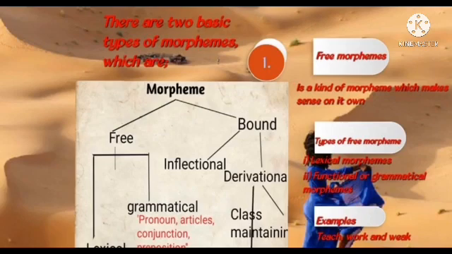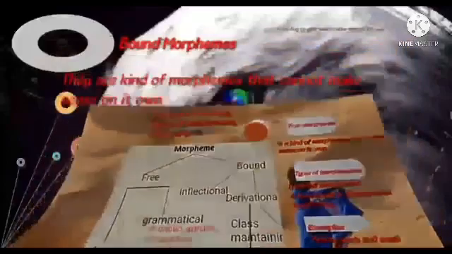Now let's take the lexical morpheme. The lexical morpheme, the type of morpheme that makes sense or has meaning. Example also work, the same thing as the free morpheme. Now functional or grammatical morpheme, that's the type of morpheme that does not make sense unless it is attached to a base or root morpheme or root word. So these are the two types of free morpheme.